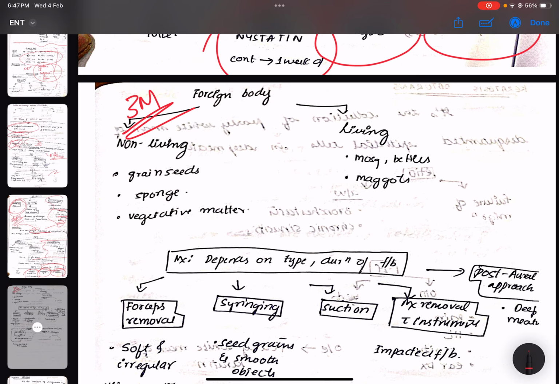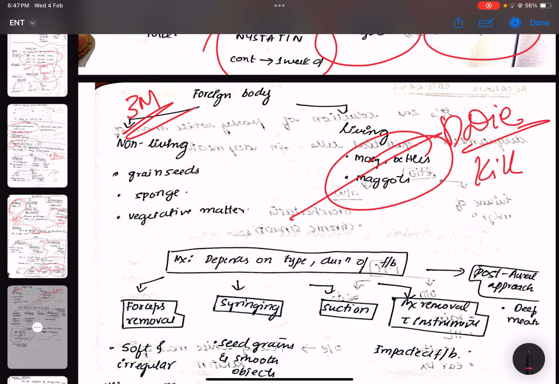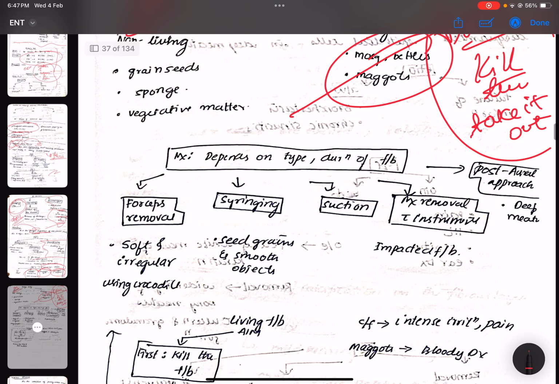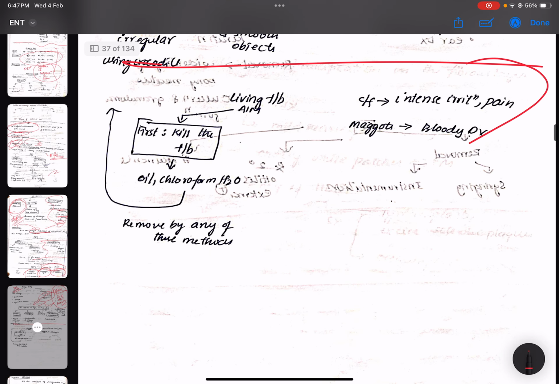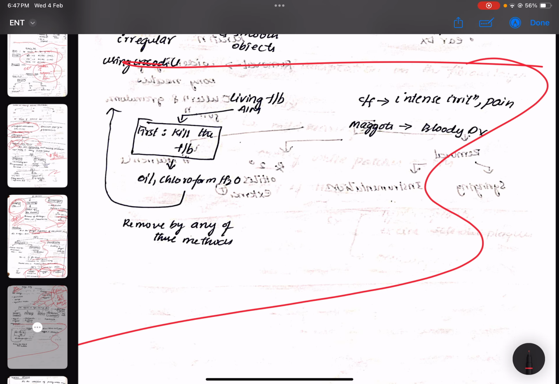You have to first write whether it's living or non-living. Again, if it's living, you have to kill it, then take it out. Okay, make sure you mention it. Then again management depends on type, duration and living condition of the foreign body. So you can go with forceps removal based on the condition or type of foreign body. These are the options which you have. Again, as I told, if it's living, you kill it either by oil or chloroform, then you remove it.